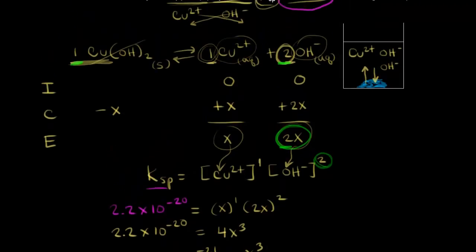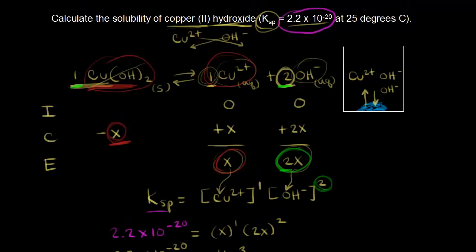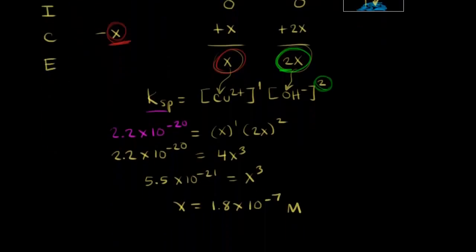Let's go back up here. So x is equal to the concentration of copper 2+ at equilibrium. And notice it's also equal to the molar solubility of copper 2 hydroxide. That's how much copper 2 hydroxide dissolved, x. So we found the molar solubility of copper 2 hydroxide. Our question asked us for solubility, so maybe they meant molar solubility, in which case we're done, or maybe they meant solubility in grams per liter. So let's go ahead and do that now.